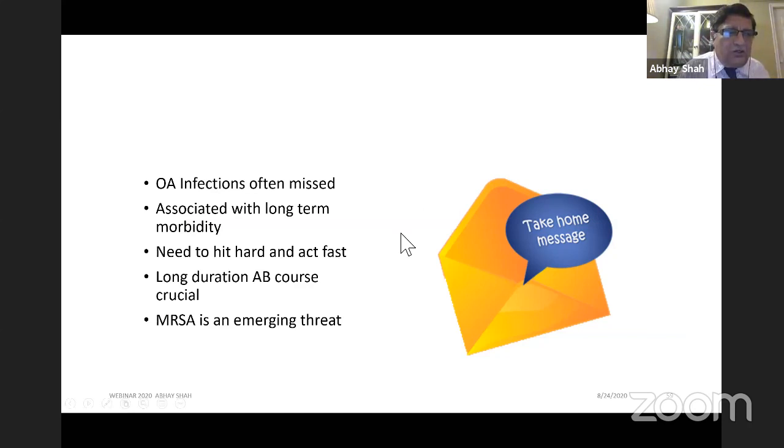So osteoarticular infections are commonly missed. It is associated with long-term morbidity. You have to hit very hard and fast. Long duration of antibiotic courses are very, very required, and MRSA is an emerging threat as far as bone infection is concerned.